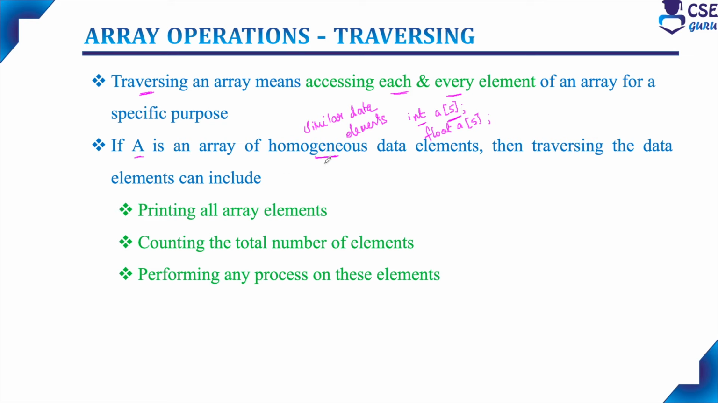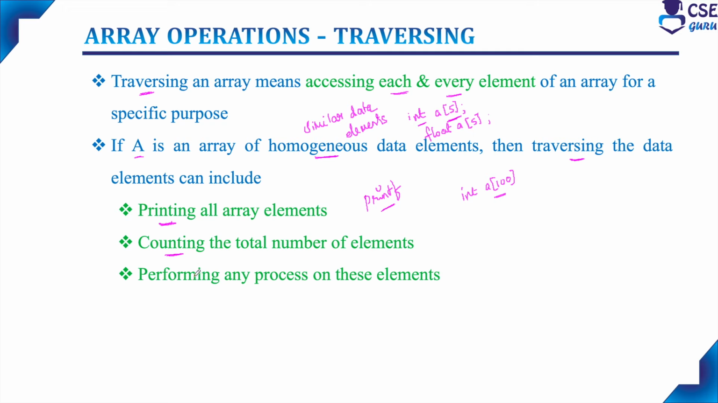If A is an array of homogeneous data elements, then traversing the data elements means printing all the elements. Just include a printf statement, and with the array format it will print all the elements in the array locations. Or counting the total number of elements present in the array. For example, if I declare array A of 100, and in this array I have stored only 20 elements, I don't know how many elements are present in the array.